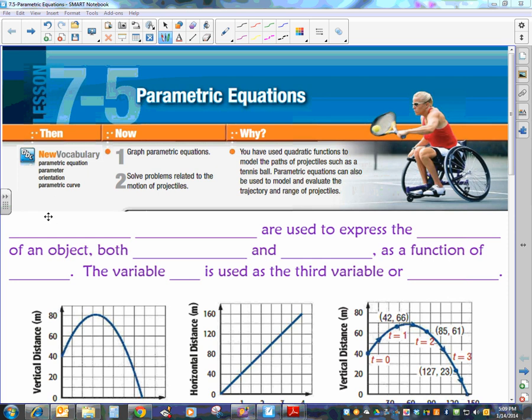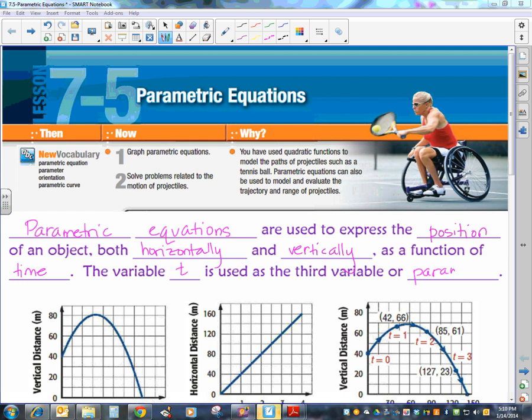Parametric equations are used to express the position of an object both horizontally and vertically as a function of time. The variable t is used as the third variable, or the parameter.